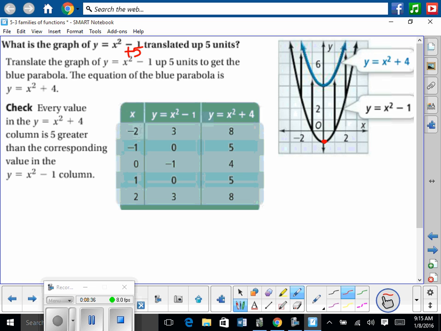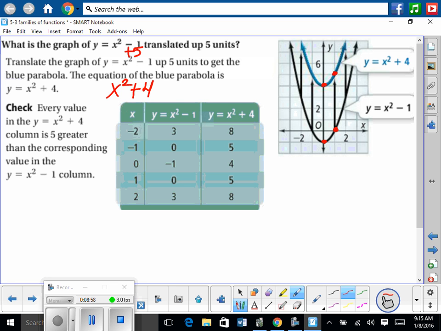So x squared, and then let's add those up. What's negative 1 plus 5? 4. x squared plus 4. So we're good there. We're translating it up 5 units, so up 1, 2, 3, 4, 5. We take all our y values and translate them up 5. So this is a y value, and we're translating it up 1, 2, 3, 4, 5, and so on.